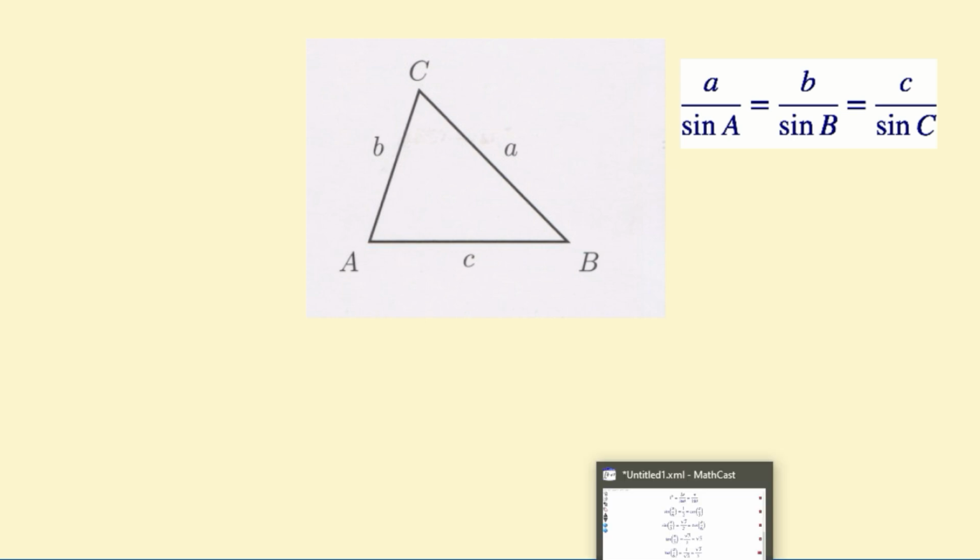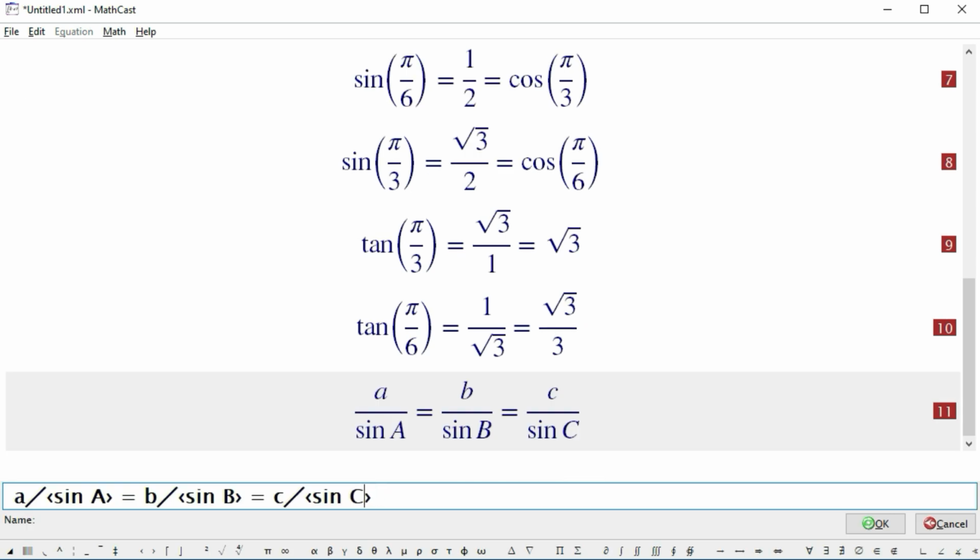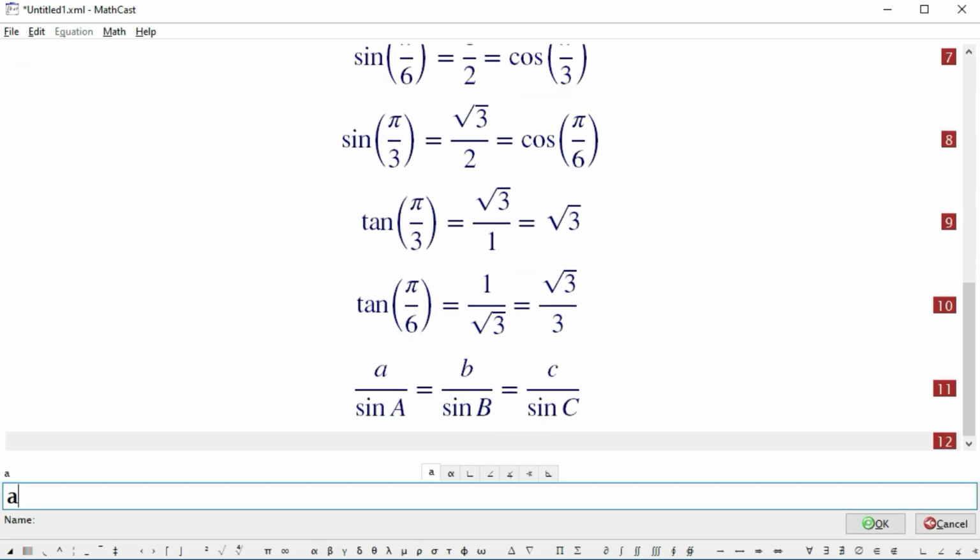What if you've got only one angle, for example, or 2 sides? This is the sine rule, and now we get into the cosine rule. Whoops, just going to add another equation: a squared equals b squared plus c squared minus 2bc cos a.